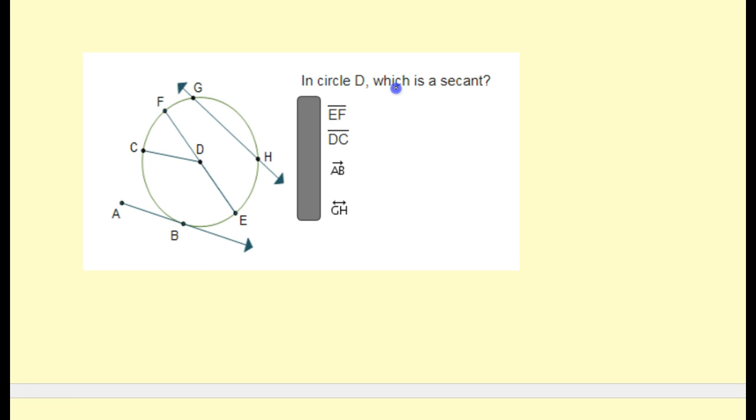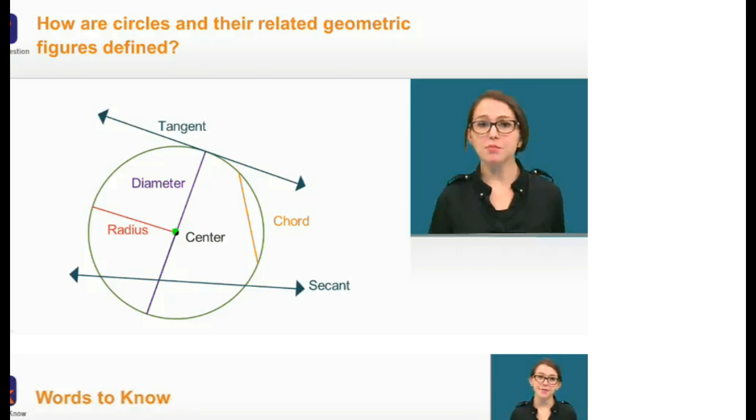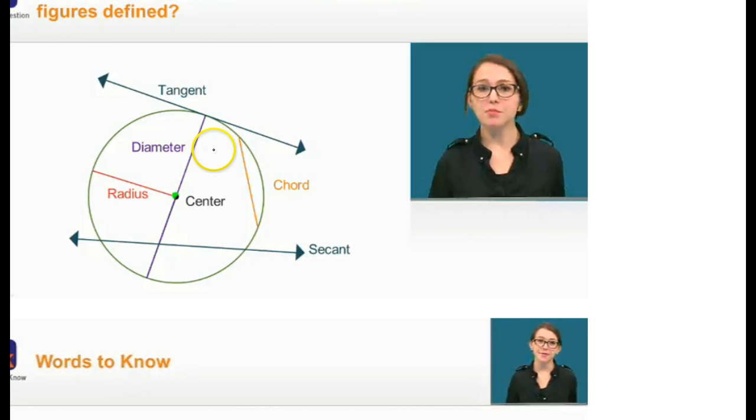In circle D, which is a secant? All right, well, this is just straight vocabulary. Let's look back at our notes. Okay, a secant is a line that passes through the circle. Okay, a secant is a line that intersects the circle at two places. So keep that in mind.